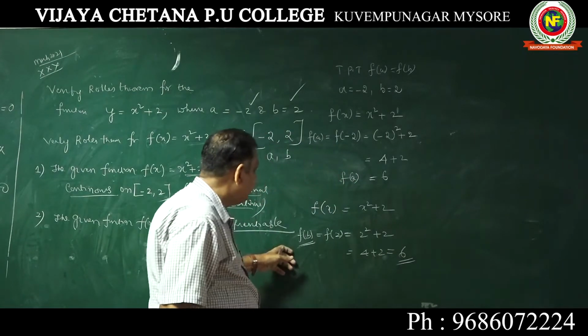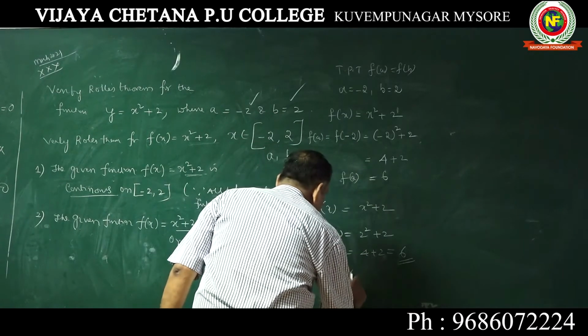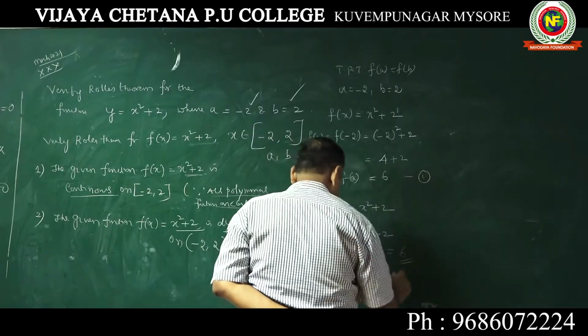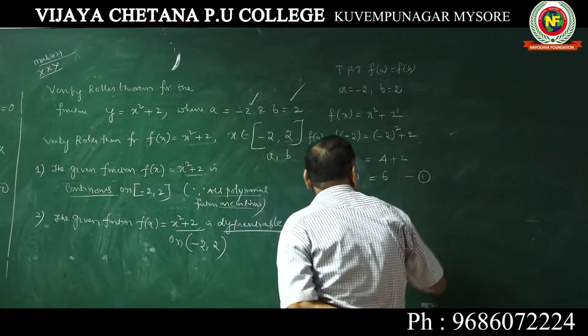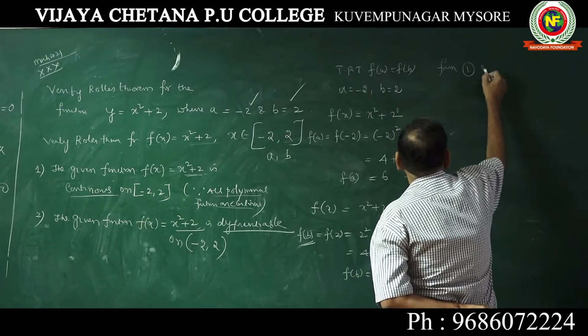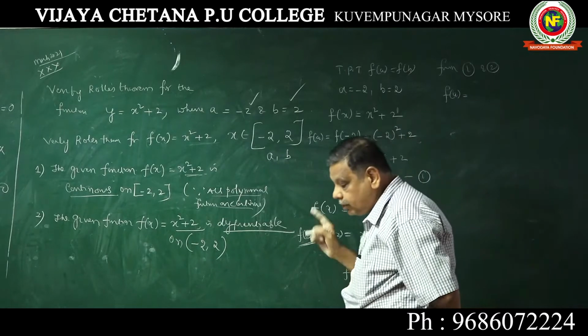See, f of a is 6, so f of b is 6, so you can write that 1 into f of a is equal to... one more thing I will tell you.